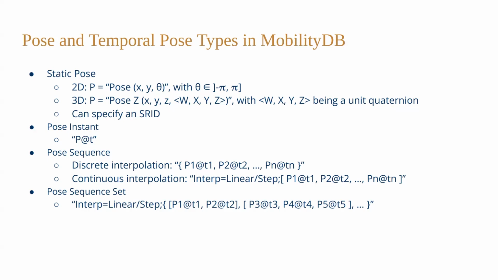A pose sequence is a sequence of poses with a specific interpolation in between. If it's discrete, it's essentially just a set of poses with their timestamps associated. If it's continuous, it can either be stepwise or linearly interpolated between 2 poses. This linear interpolation does linear interpolation between the positions and spherical linear interpolation between the orientations, which is an operation that can be done on the unit quaternions. And finally, we have a sequence set duration, which is simply a set of continuously interpolated sequences with time gaps in between.